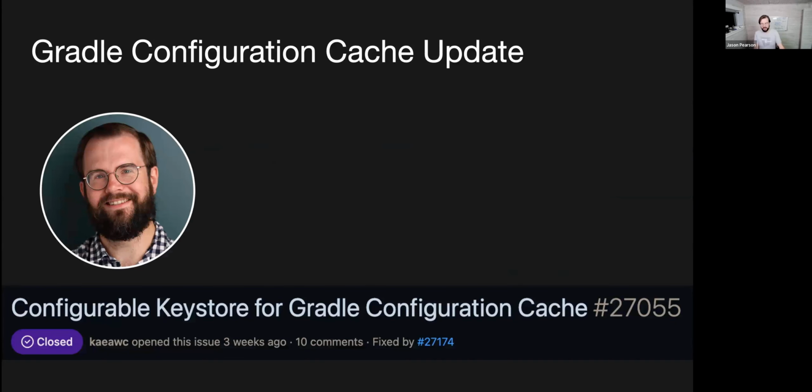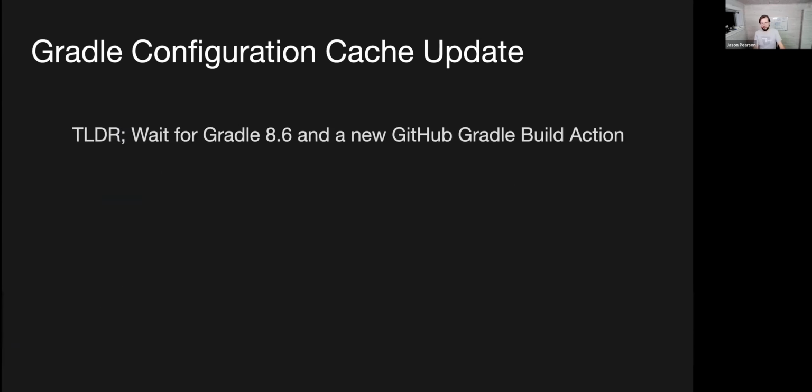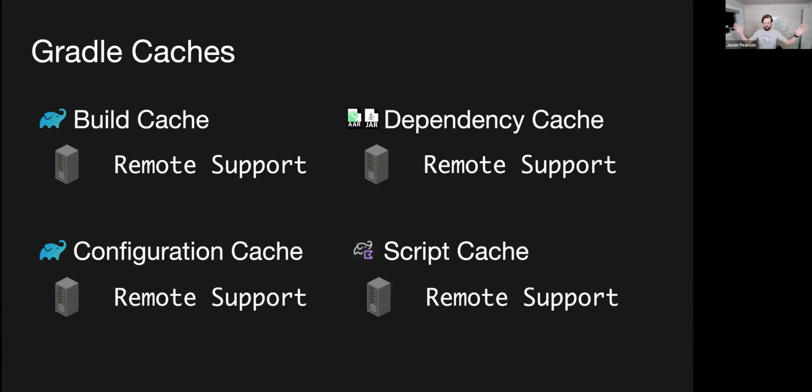I said earlier that I had an update or a better method. So I filed an issue, a feature request, to make configuration cache better and not have to cache the keystore, make it more configurable, use an environment variable. And then a PR was just merged yesterday for sourcing this configuration cache encryption key via environment variable. So now that's in, and TLDR, wait for Gradle 8.6 and a new GitHub Gradle build action that should be out hopefully before the end of the year. And now everything is remote supported.